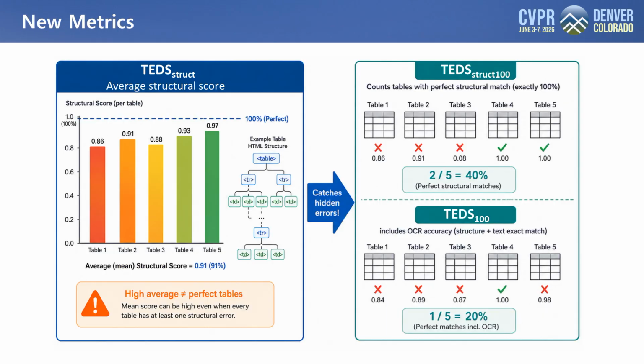To evaluate our approach, we use the standard TEDS and TEDS struct metrics, which are based on tree edit distance. However, we identified a key weakness. A high average TED score can mask the fact that many individual tables still contain at least one structural error. A model that gets 99% of cells right but consistently mishandles one cell per table would report a near-perfect average, yet fail on every single table. To address this, we introduced two new metrics: TEDS struct 100 and TEDS 100. These report the proportion of tables where the entire structure and content is recognized. These metrics give a far more honest picture of practical reliability.